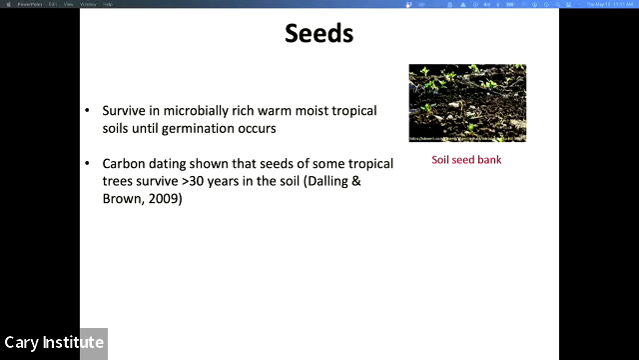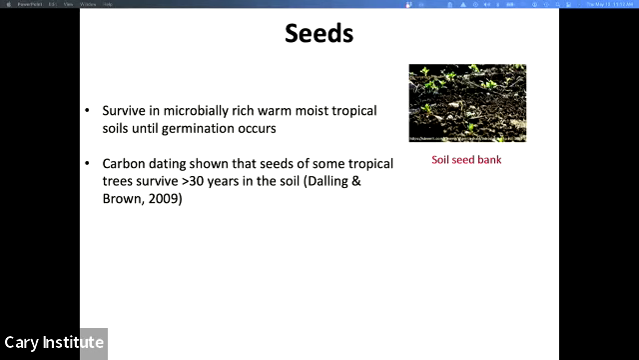So Dalling and Brown, over a decade ago, published a really great paper in American Naturalist, in which they found that at least for several species on BCI, in the middle of the Panama Canal, seeds can be viable in the ground for decades, even over 30 years. They used carbon dating to establish the age of those seeds. Then they germinated them and carbon dated those seed coats, and they determined that seeds can persist viable there for even decades. And that's remarkable.